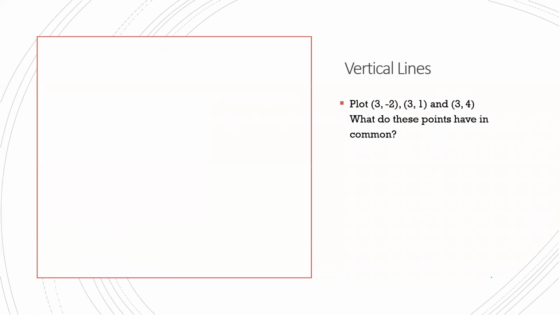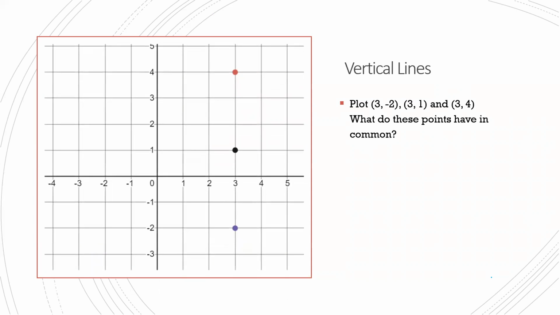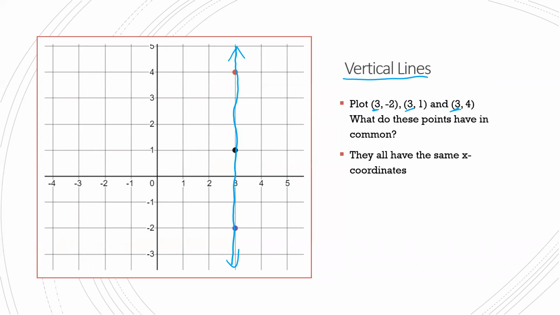Vertical lines. So for this one here, I'm going to ask you to plot these points. I'm going to give you some time, obviously in class. And if you're not in class, you're watching at home, time's up. Here's a graph, right? When I create a line going through it, it forms a vertical line, and the title kind of says it itself. So what do they all have in common? Well, we notice that the x coordinate is all the same. So we look at their x coordinates. They're all equal to 3.